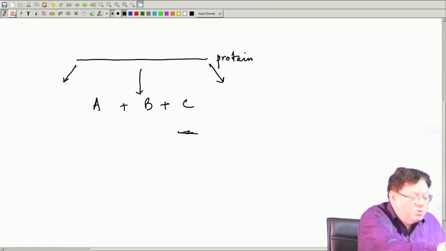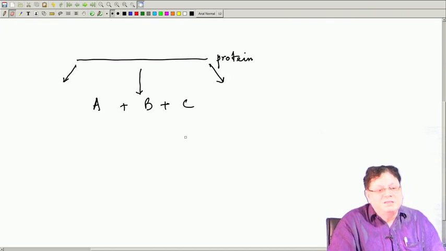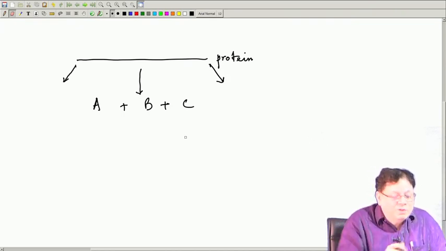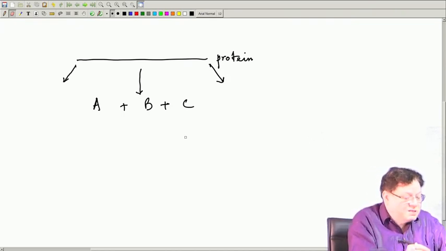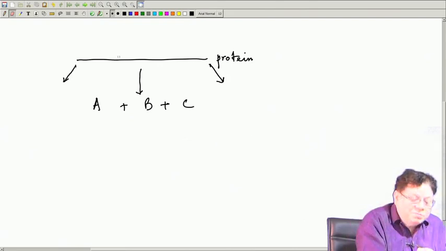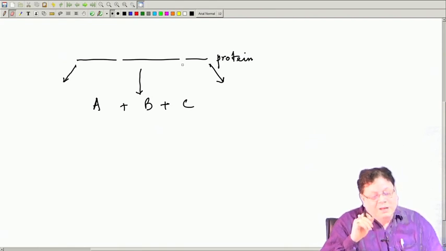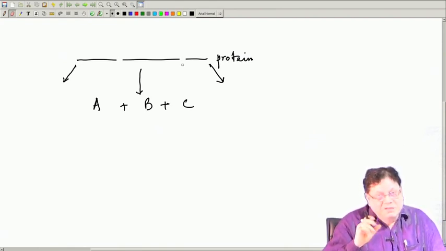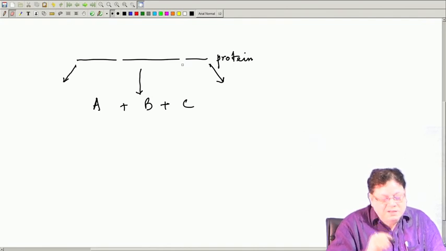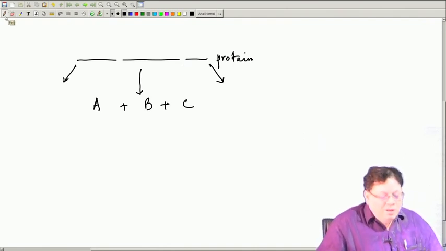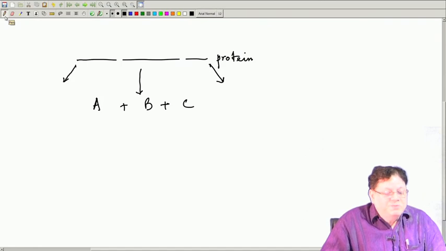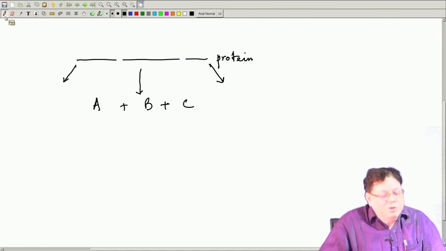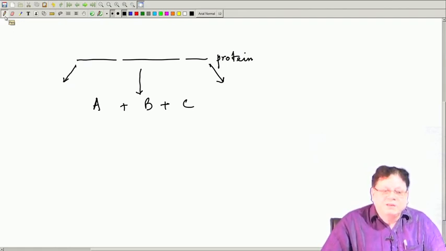Now, let us talk about some of these enzymes that can selectively cut the protein molecule into 3 pieces like this. They are called artificial scissors. Let us now talk about these artificial scissors, the enzymes that have very special selectivity in cleaving the peptide bonds at certain positions.